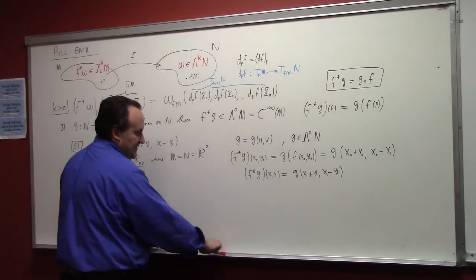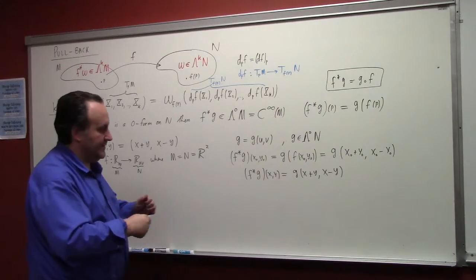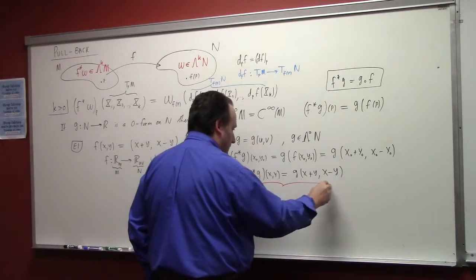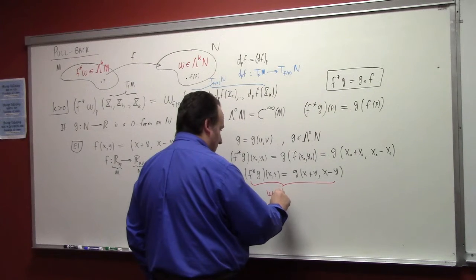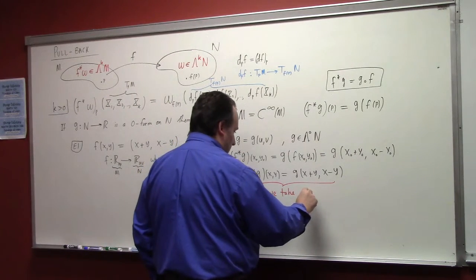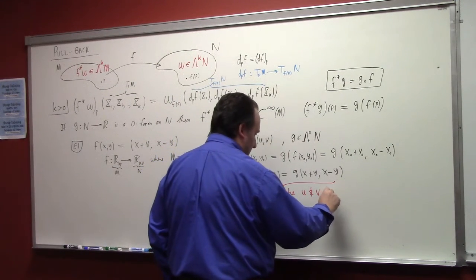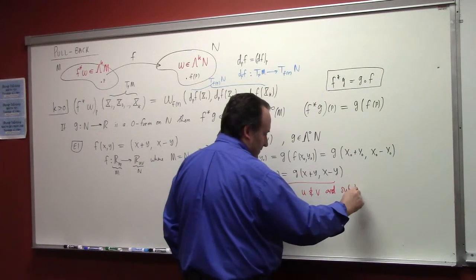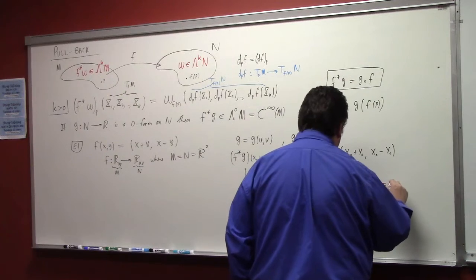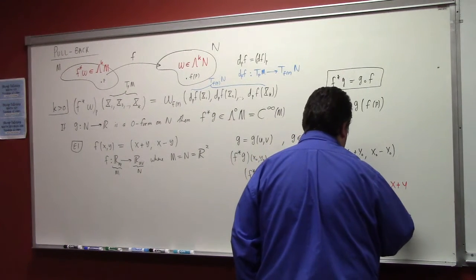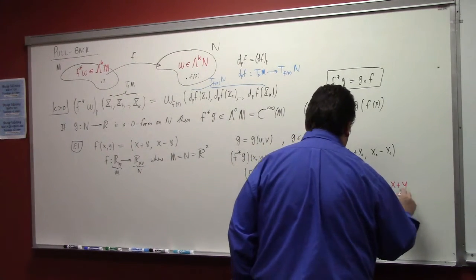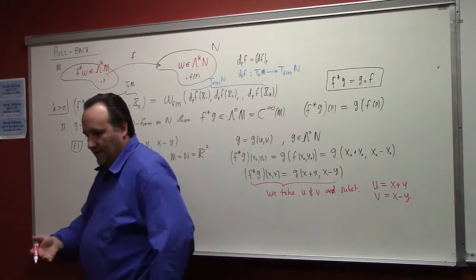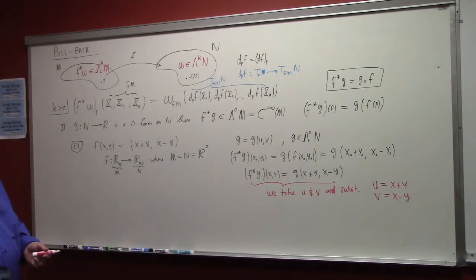Let's put that into a sentence. What's going on here? What is the pullback? We take u and v and substitute u equals x plus y, v equals x minus y. That's the pullback. It's a substitution in this context.